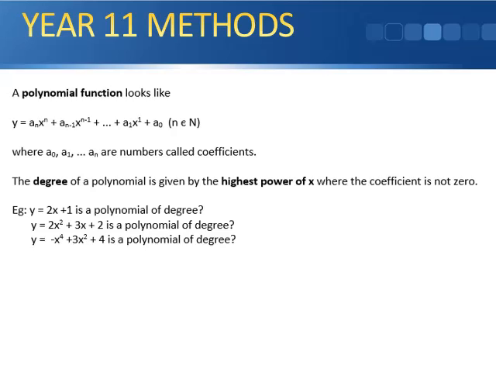A can be any number, but these powers, anything except x to the power of 1, because that's just a straight line. So x squared, that's a quadratic. X to the power of 3 is a cubic, and so on and so on and so on. But the a0, a1, all the way up to an, they're just called the coefficients. They're just the numbers in front of those letters.